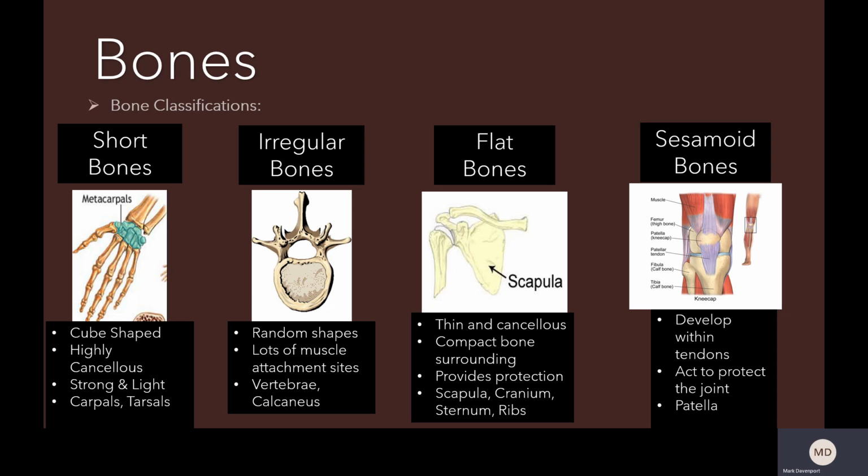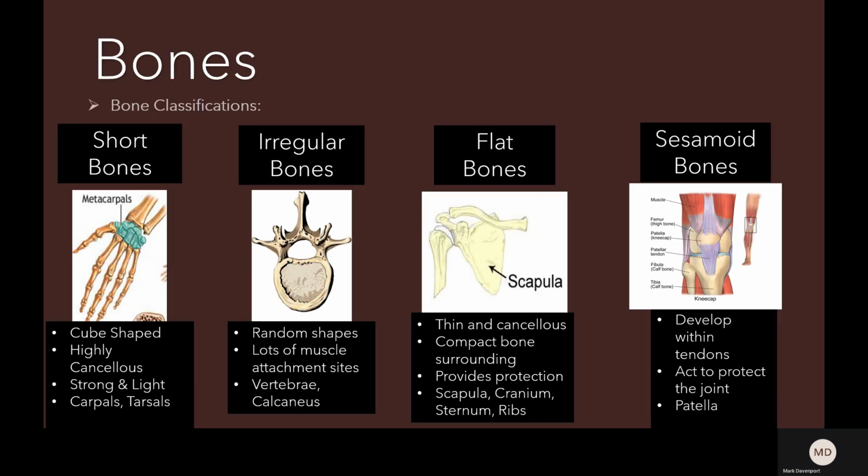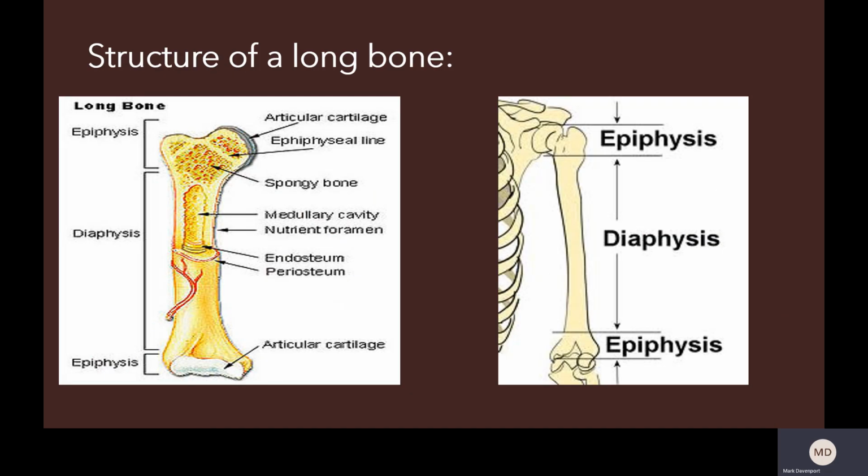Sesamoid bones normally develop within tendons and they act to protect the joint. An obvious one of that is your patella, which I've pictured there, so your kneecap. So they're the 4 different types of bone classifications. Now let's look at the structure of a long bone. So we've got the short bones, irregular bones, flat bones, sesamoid bones, and then finally we've got long bones. They're the ones that you'll see in your arms and legs, so the longer bones.